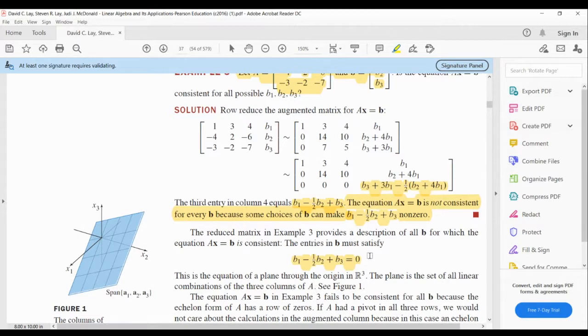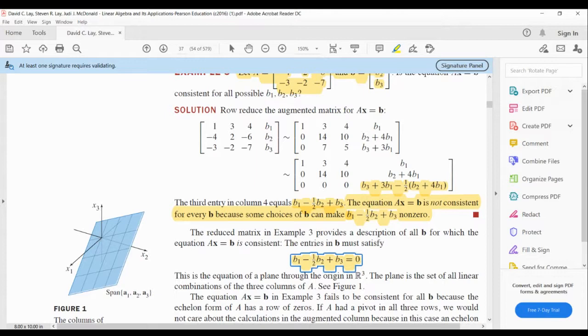But this restriction here is a plane. You have B1 minus a half B2 plus B3 equals 0. That's an equation of a plane through the origin. You've probably seen equations of planes, like x plus 2y minus 3z equals 6. How many have seen that kind of thing in a previous class, like calculus? Okay, well, here instead of x, y, and z, they have B1, B2, and B3. So that's an equation of a plane, and those are the vectors B that would make the system consistent. If B1, B2, and B3 satisfy this restriction, the system will be consistent.